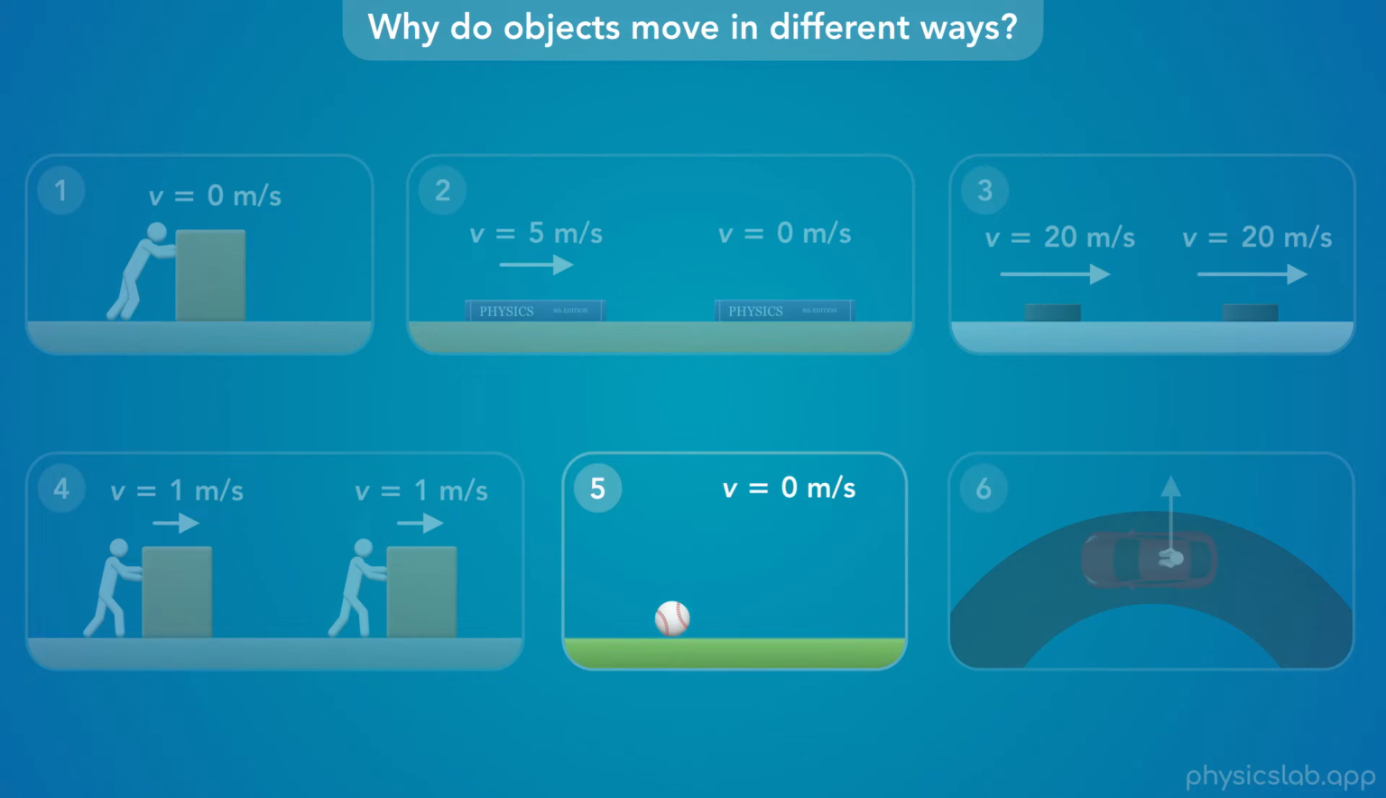Now let's say you drop a ball from rest. We know from projectile motion that the ball will accelerate downwards, and 1 second later, its speed is 9.8 meters per second. So why does the ball accelerate, and why doesn't it fall at a constant speed?